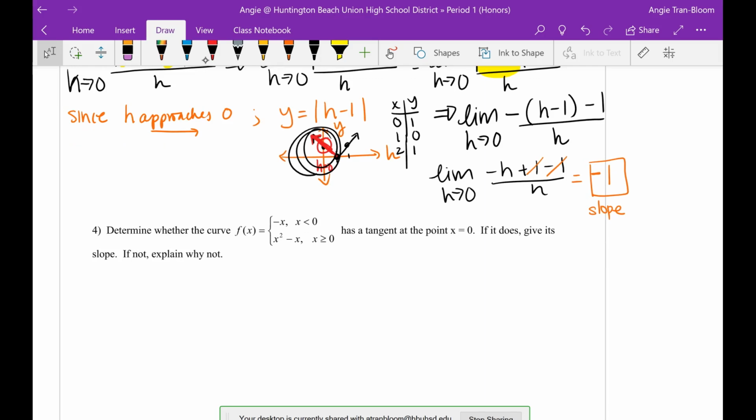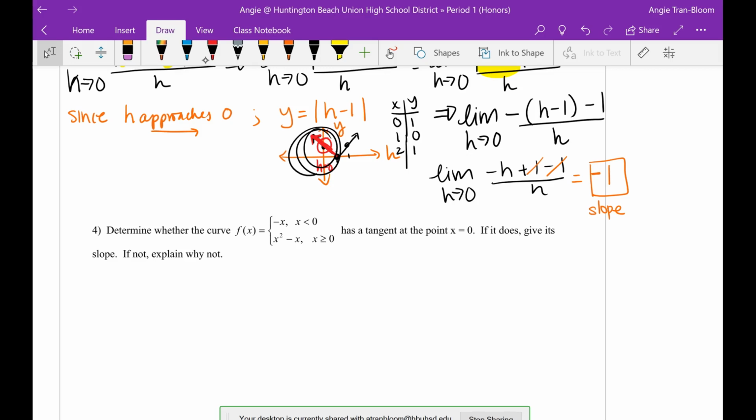We're now going to try example 4. Determine whether the curve of this piecewise f of x equals negative x, x is restricted less than 0, or x squared minus x, x is restricted greater than or equal to 0, has a tangent at this point, x equals 0. If it does, give its slope. If not, explain why not.